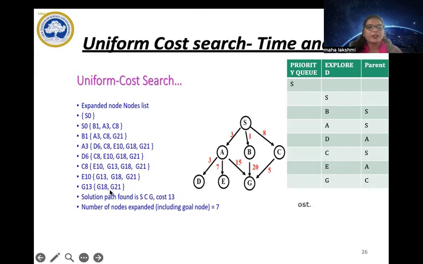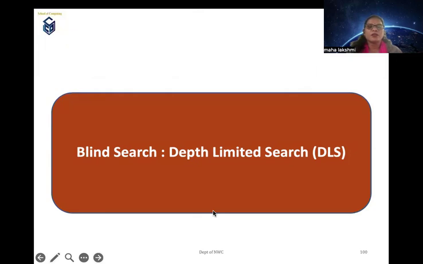Finally, after expanding all the nodes, you can see here G13, G18, G21 are the final goal costs you will have. Among goals with cost 13, 18, 21, the goal with 13 is the least cost, and that should be the path. For goal 13, its parent is C, and its parent is S. So the path for reaching the goal 13 will be S, C, G, and the number of nodes expanded for that will be 7. This is how uniform cost search works.